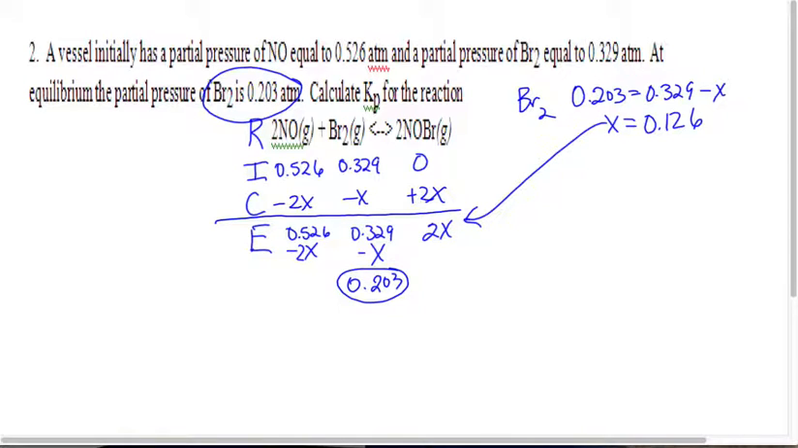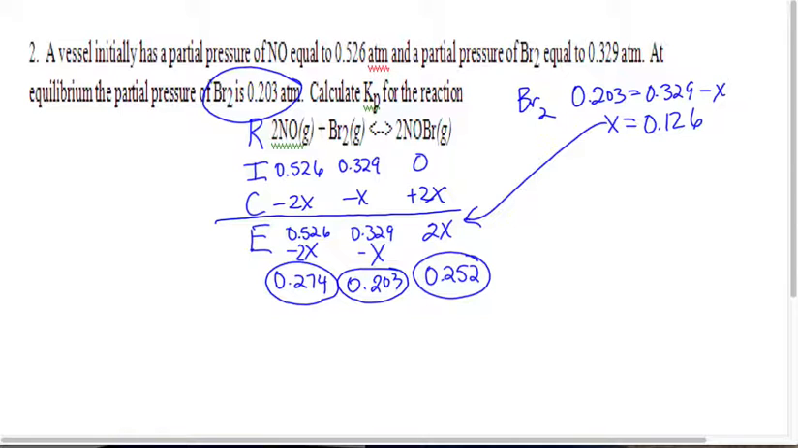All right, so half of you do this, half of the room, do the left, that half of the room do the right. NO, NOBr. So holler it out when you get one of them. 0.252, so we multiplied x by 2 there. And then 0.526 minus 2x is 0.274. So there are all my pressures.